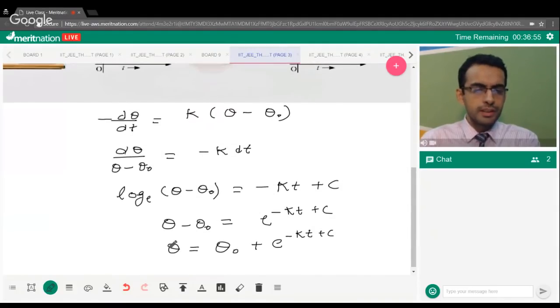So θ, now what is θ? It is a temperature. And θ₀ is the temperature of surroundings. So that's what we have to find, the temperature of the body as a function of time.